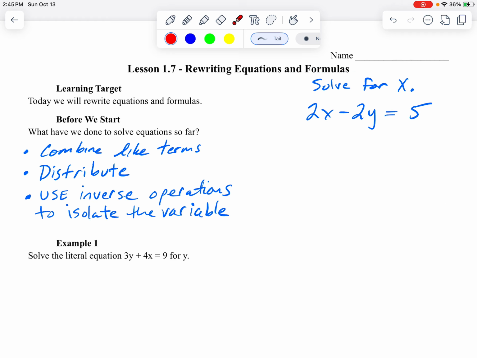And this content seems to throw students off a little bit. The ideas are exactly the same. We're still going to continue to use these exact same steps. We're just going to have extra variables in there.